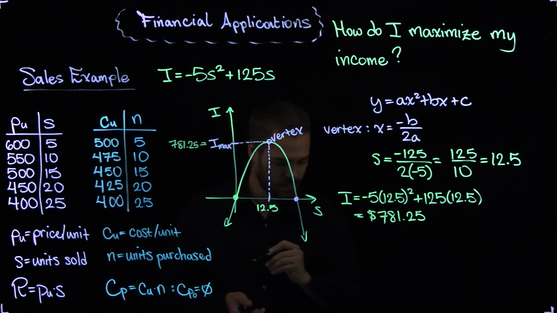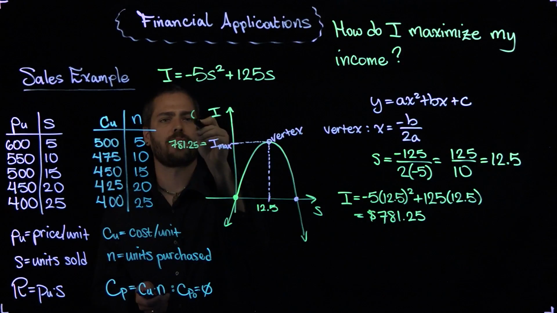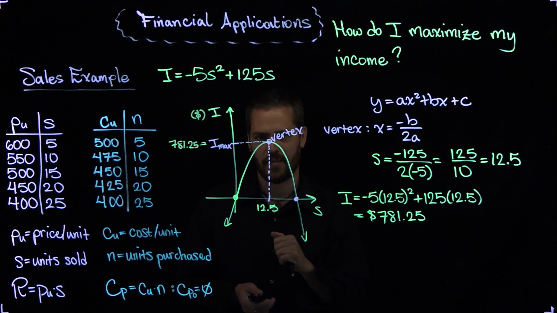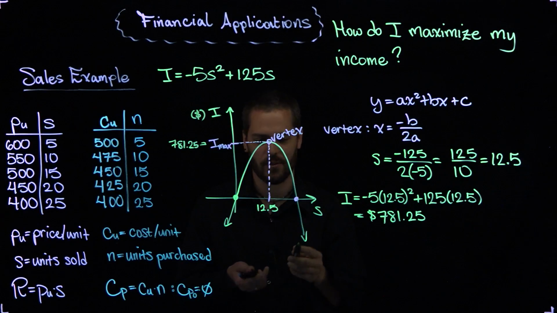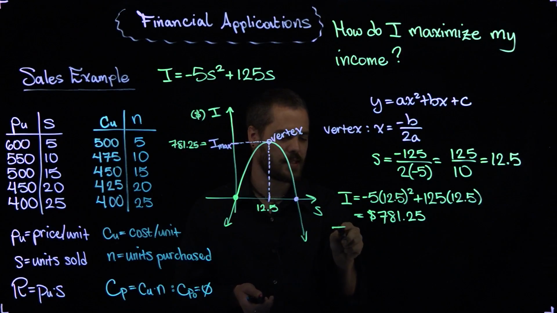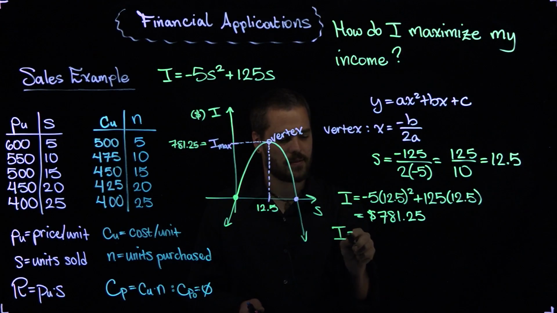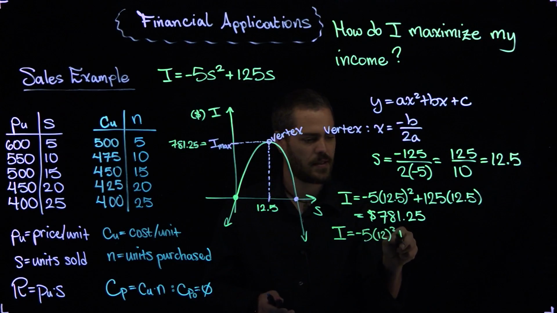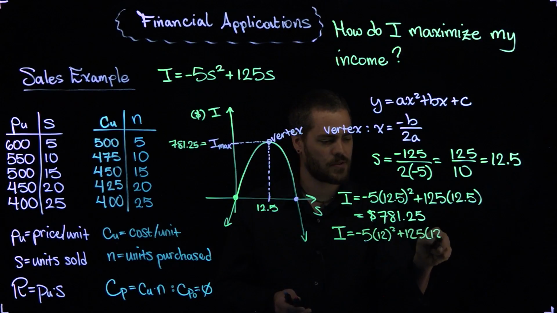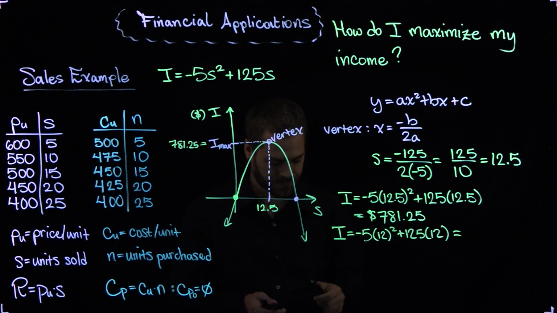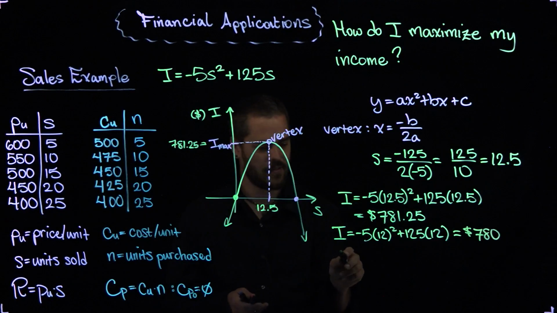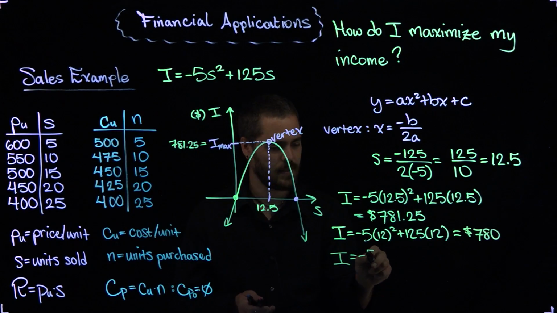781.25, if I could, in fact, have 12.5 units purchased and 12.5 units sold. Now, my guess is you probably can't. You probably need 12 or 13. So let's take a look at what it is when I use 12. For 12, I'd have negative 5 times 12 squared plus 125 times 12. And that comes out to $780 as our income.